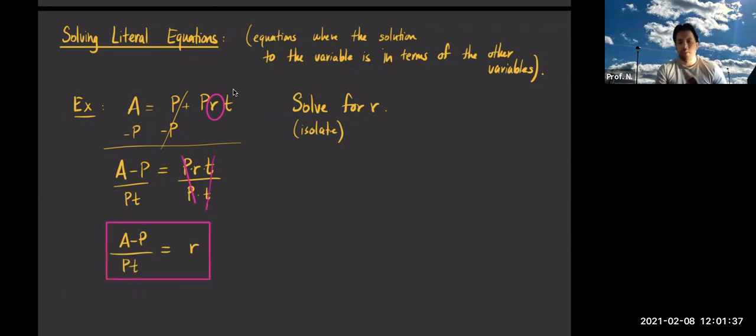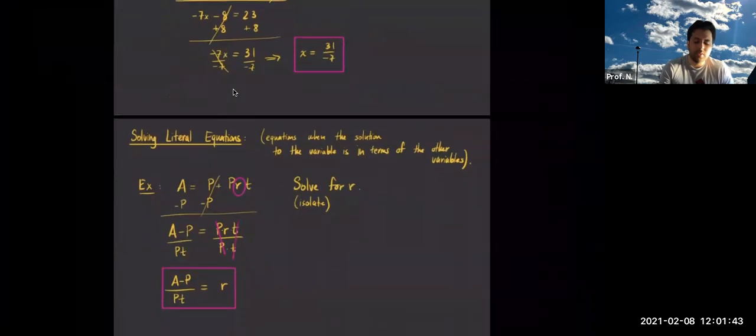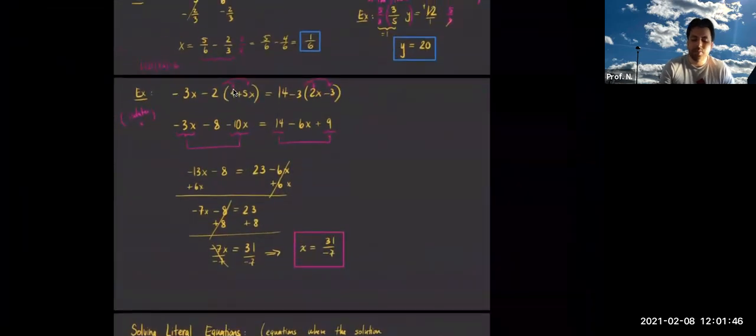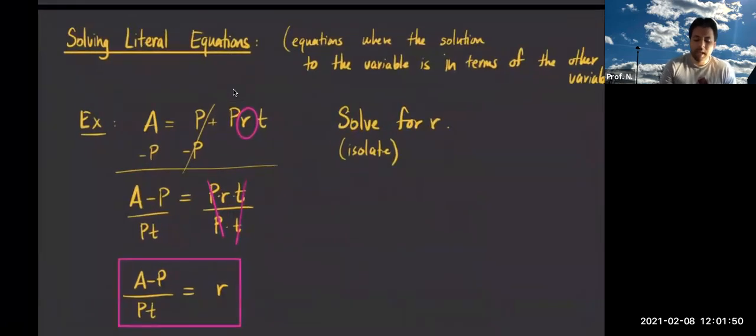So that's how you solve literal equations. The steps are the same as solving these regular equations with one variable, except that now we have more than one variable, and we're looking for one variable in terms of the other variables. The steps are the same, it's just that now we're keeping the expression as such. We can't take A and subtract P and make it into a new thing. We just leave it as A minus P. Righty?